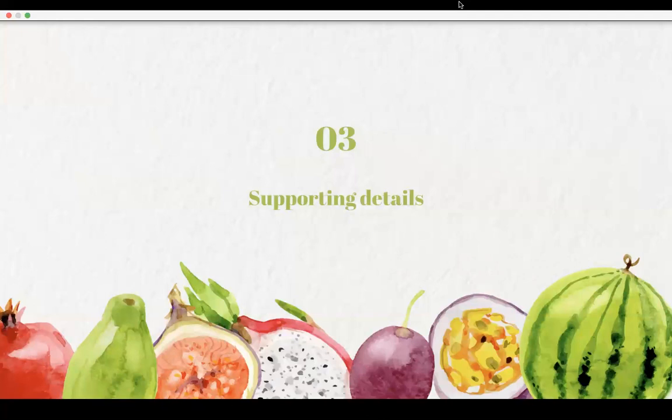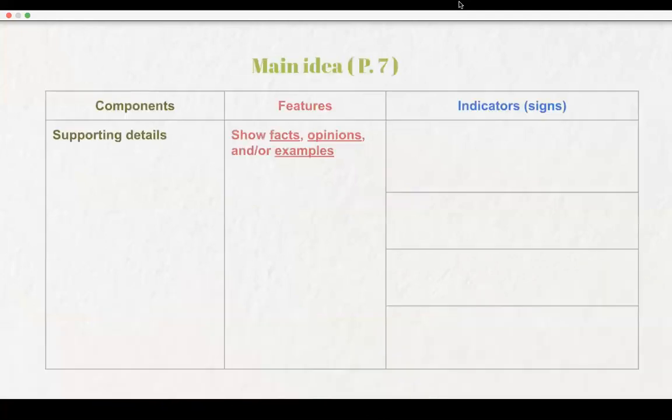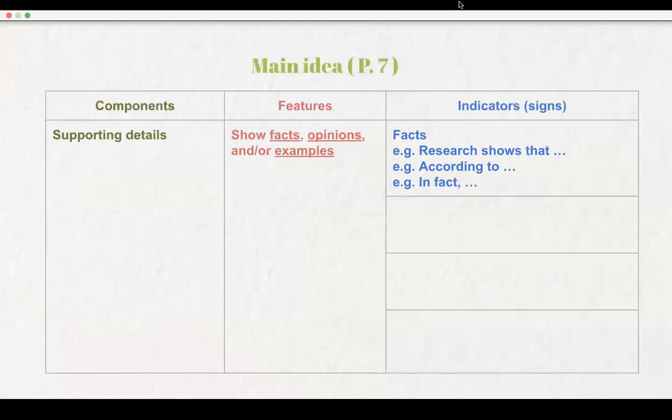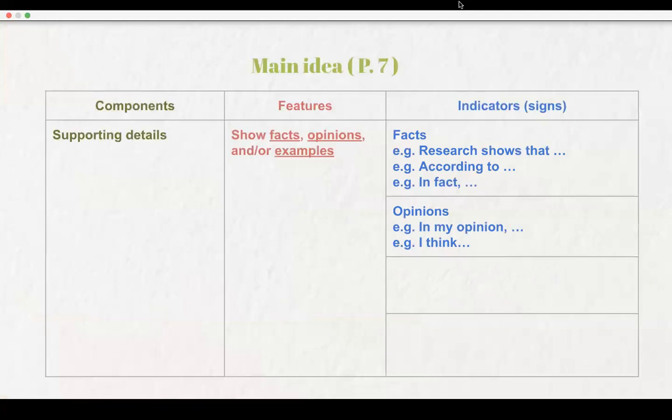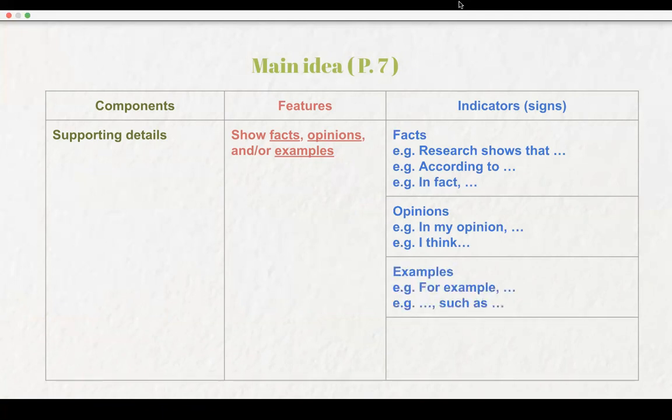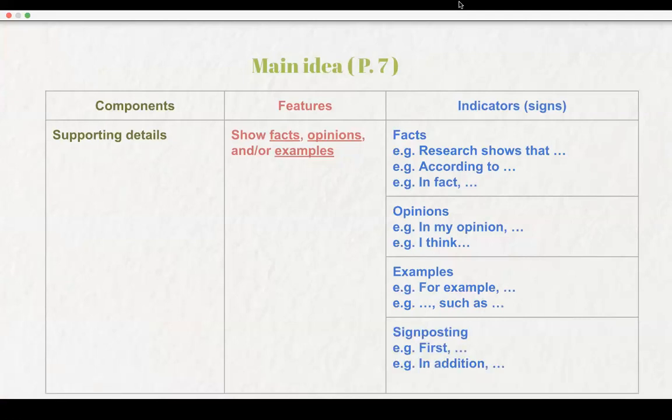Moving on, let's talk about supporting details. Supporting details usually show facts, opinions, and examples. If a writer wants to show facts, he or she may include expressions like research shows that, according to, in fact. And they may also give opinions using, in my opinion, I think. Of course, they use examples like, for example, such as. Finally, you'll see a lot of signposting in each paragraph. For example, first, in addition.